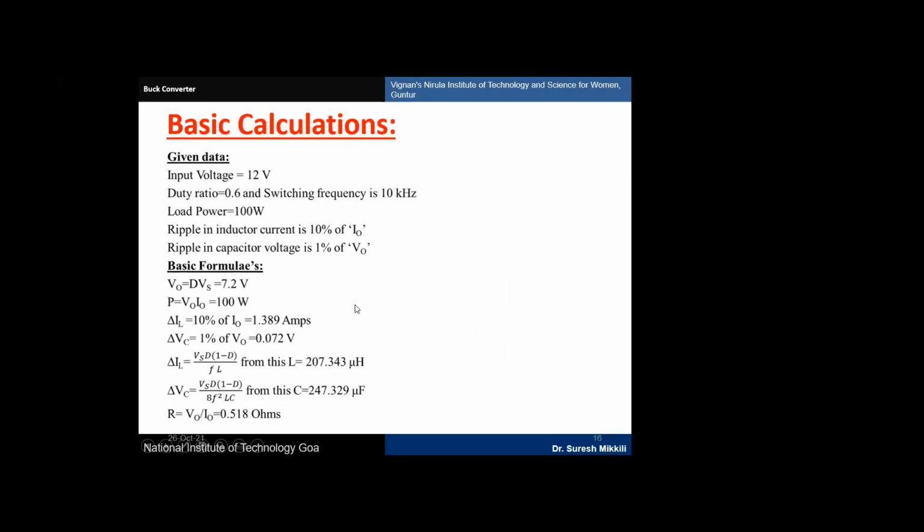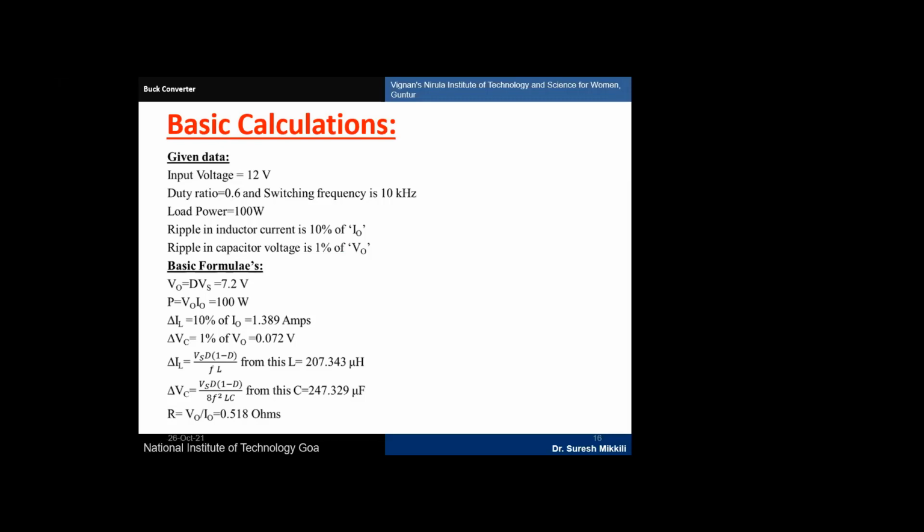So now I consider an input voltage of 12 volts, a duty ratio of 0.6, and a switching frequency of 10 kHz, a load of 100 watts, ripple in the inductor current is 10% of I naught, and ripple in the capacitor voltage is 1% of the output voltage. So the basic formula to find V naught is duty ratio into Vs. My duty ratio is 0.6 and source voltage is 12 volts. 12 into 0.6, 7.2.